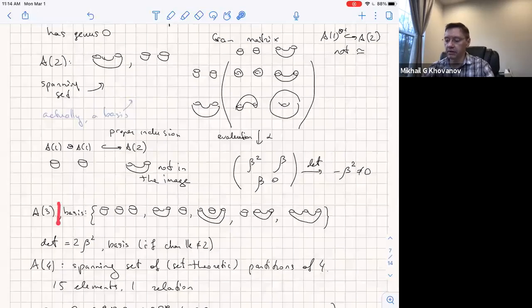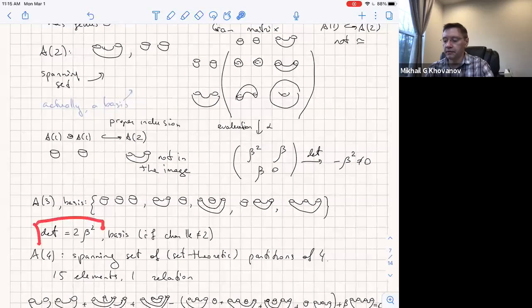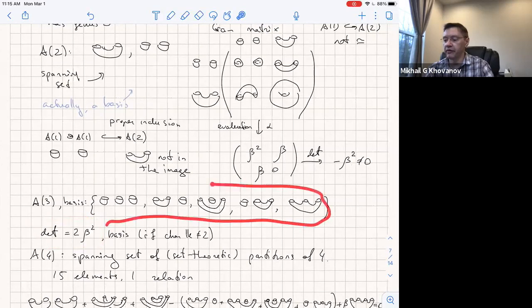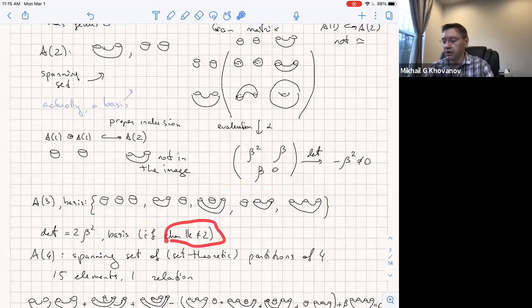You can look at the state space of 3 circles, A3. It has this spanning set. But again, because we can get rid of handles, you can compute the determinant in this basis. You get the Gram matrix 5 by 5, and you get the determinant to be 2 beta squared. So if the characteristic of K is not 2, in fact, it's a basis.